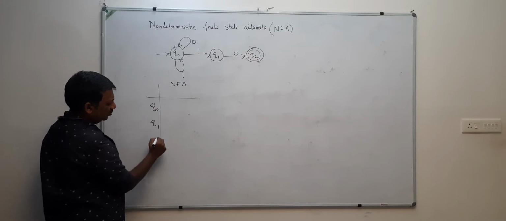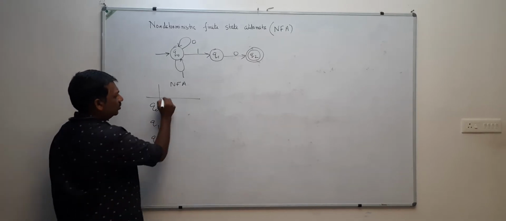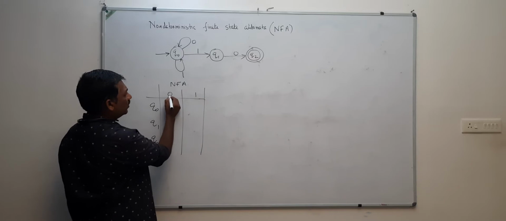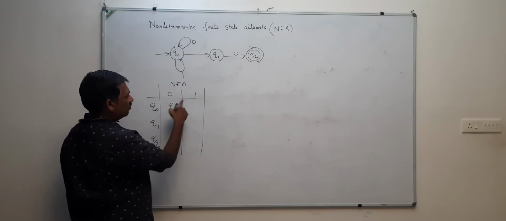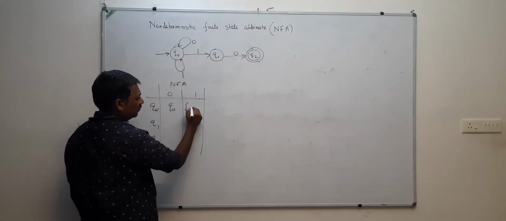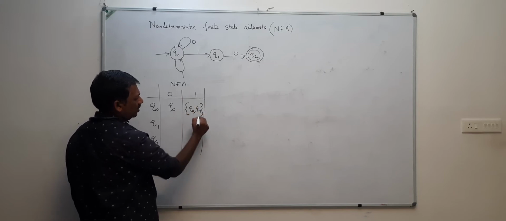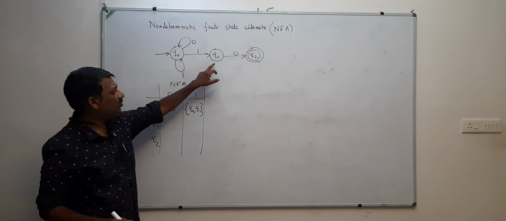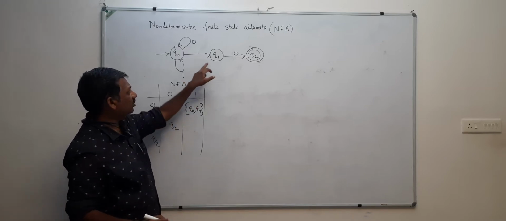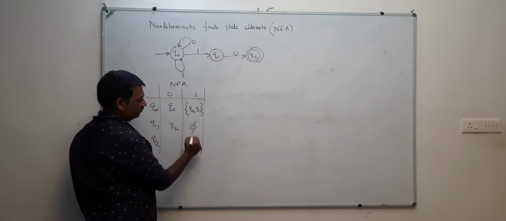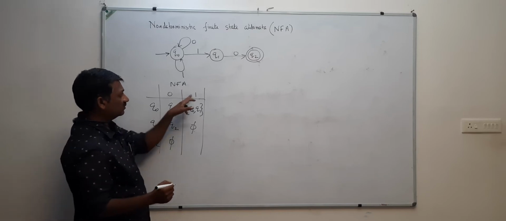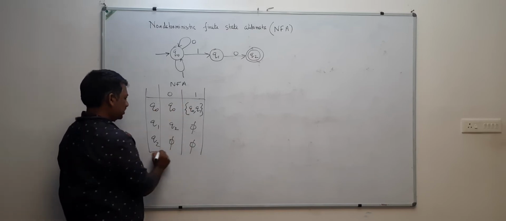You have how many states? Q0, Q1 and Q2, and you have two inputs 0 and 1. q0 upon reading 0 stays in the same state. q0 upon reading 1 can either stay in the same state or switch to q1, so we have the set q0, q1. q1 on accepting 0 moves to the state q2, and q1 on accepting 1 is phi. q2 on accepting 0 is again phi, q2 on accepting 1 is again phi. So this is the transition table.